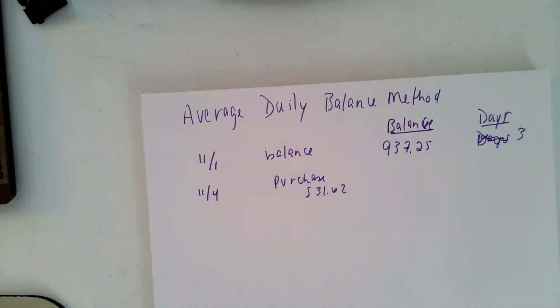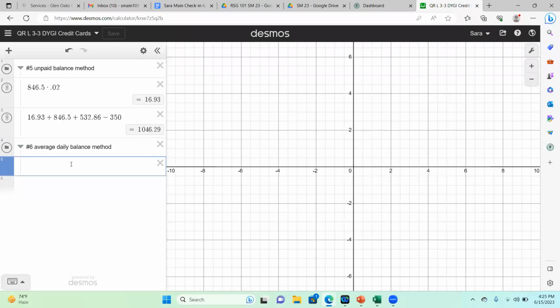So let's go to Desmos so that you can see this. From 937.25 plus 531.62. So now the new balance is 1468.87. And then we're not going to worry about the days for now. Let's just fill in the table and add these on Desmos.